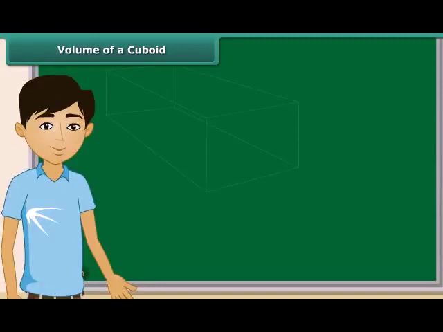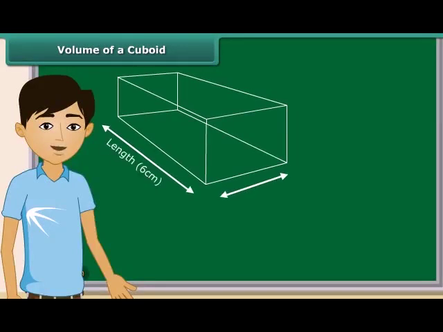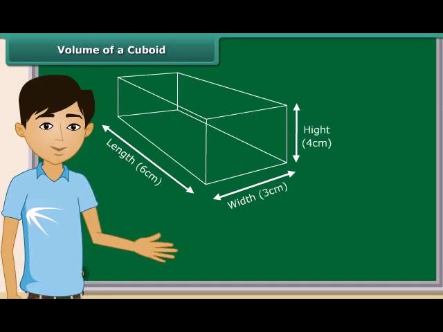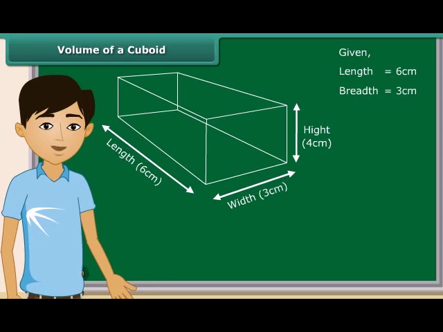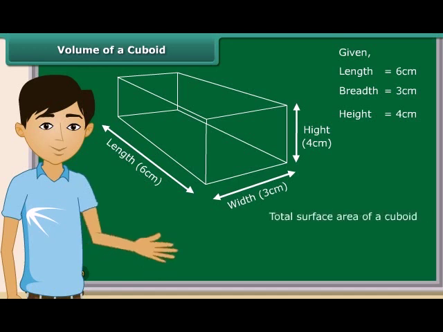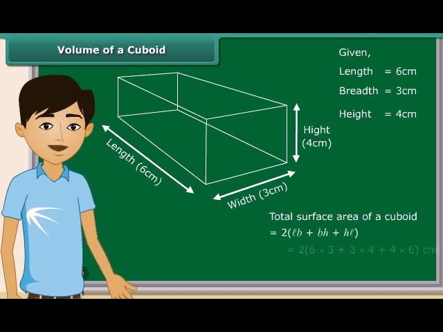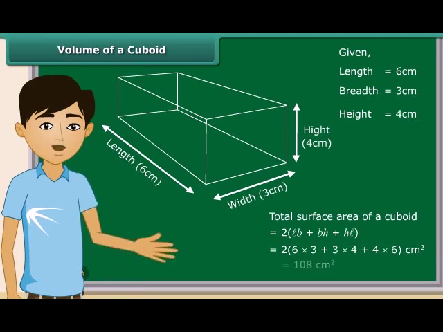All right, let us take an example. You are seeing this cuboid which has length equal to 6 centimeters, breadth equal to 3 centimeters, and height equal to 4 centimeters. Calculation of its surface area is not difficult at all because now we know its formula. Now we substitute all the values here, and this gives us the surface area of this cuboid, which is equal to 108 square centimeters.